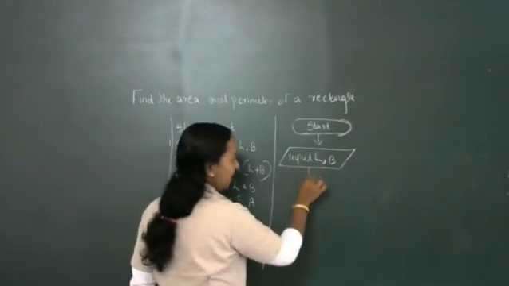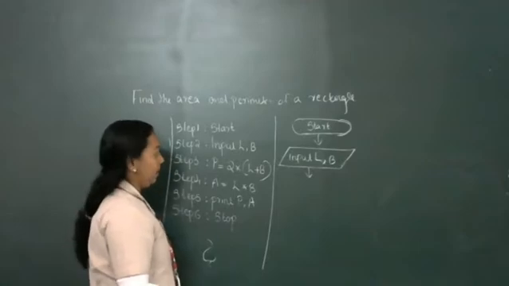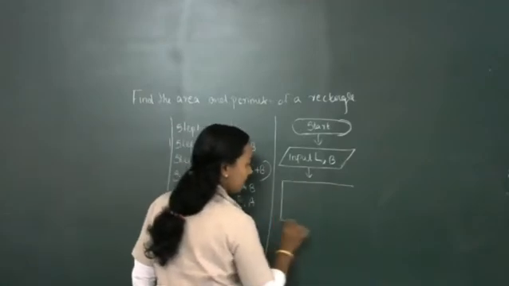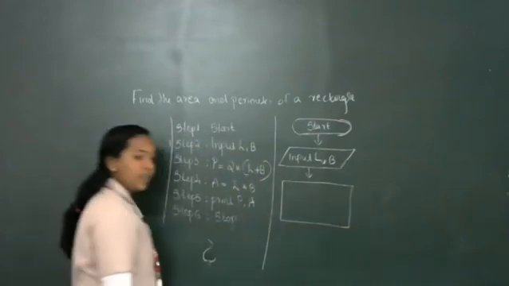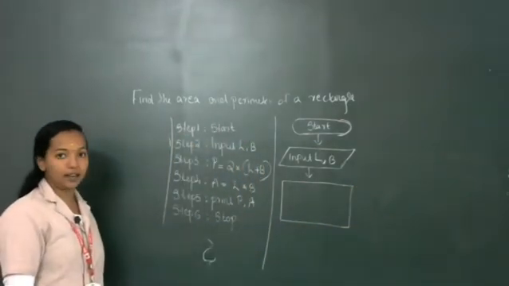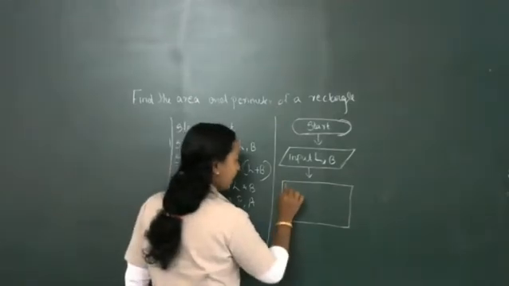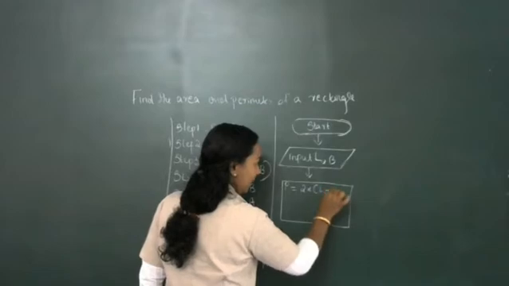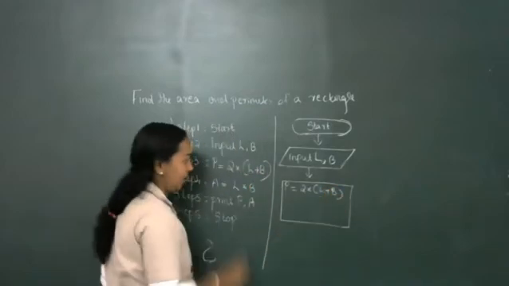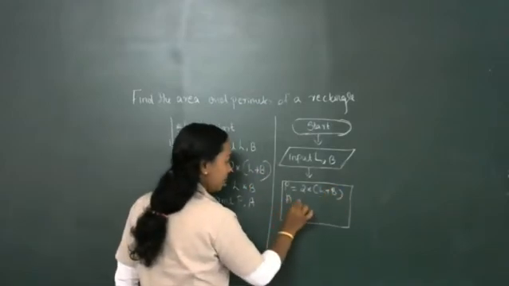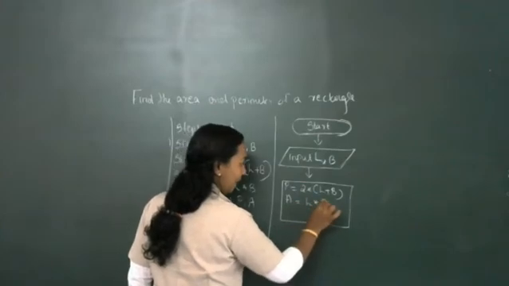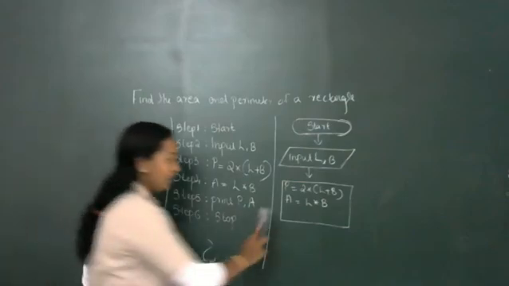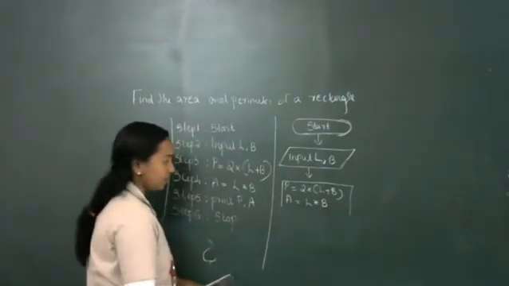After the input statement, you want to find the perimeter and also the area, both of which are processing statements. For processing statements, I am going to draw a rectangle. Inside the rectangle I can write P is equal to 2 star L plus B, this is for the perimeter, and A is equal to L star B.